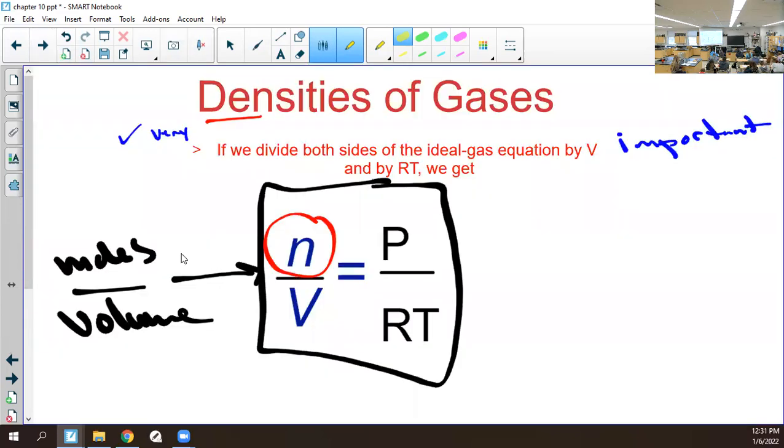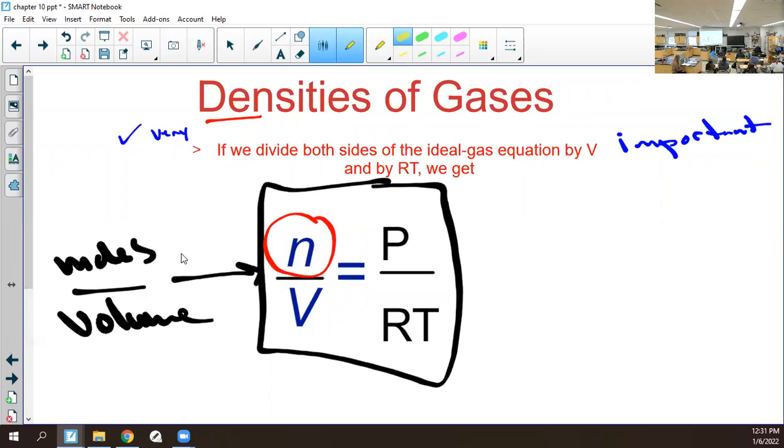All right, here we go. A lot of this, if it doesn't make sense to you, don't stress about it. Just worry about the equation. Densities of gases. It turns out if we divide both sides of the ideal gas equation by volume and by RT, we get n over V equals P over RT. Don't worry about this. You don't need this equation. You don't need this one.